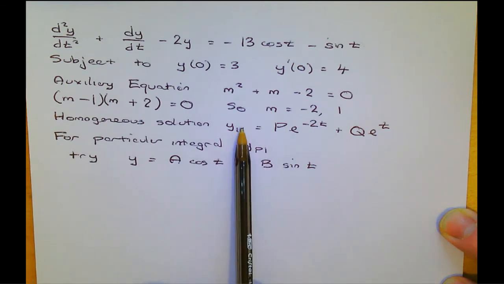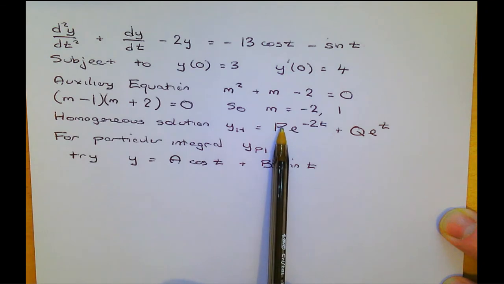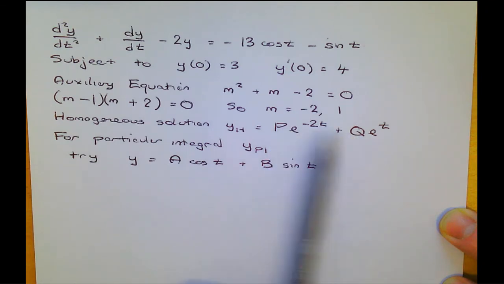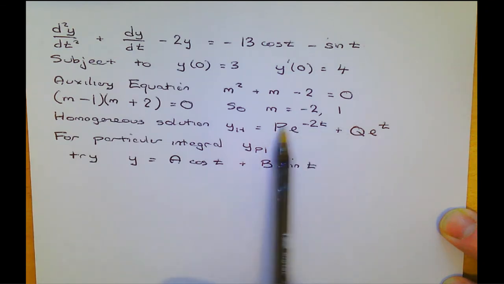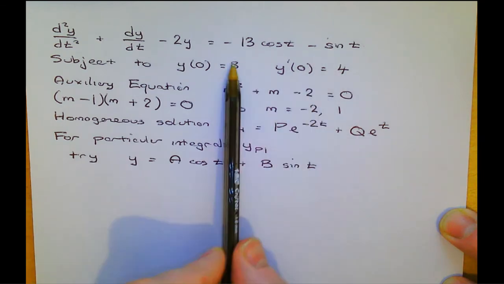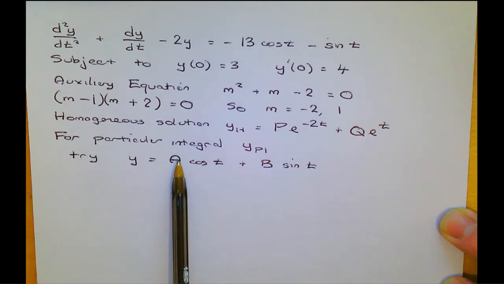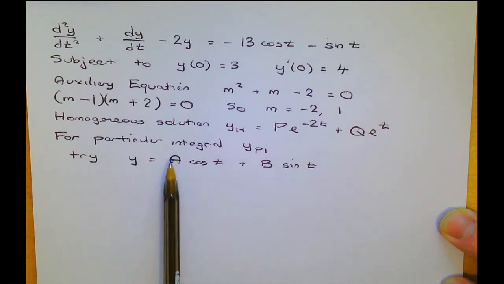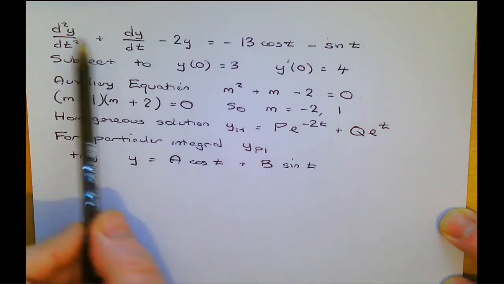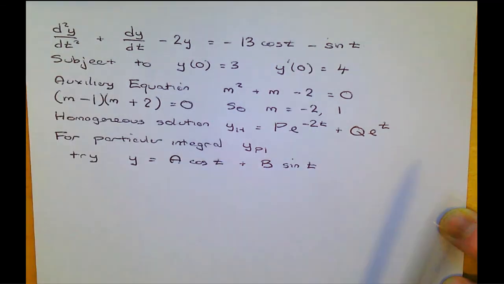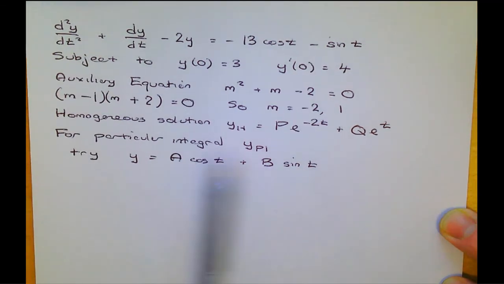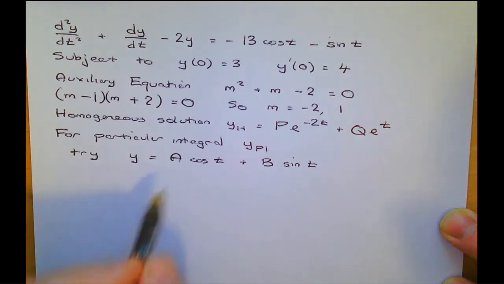The homogeneous solution and its contribution to the general solution will be true for all values of p and q. And it's only once we consider the conditions we'll find specific values for p and q. A and b, well, only for particular values of a and b will the equation be satisfied. So we are going to find those values of a and b.